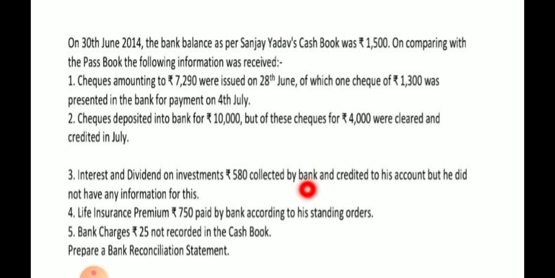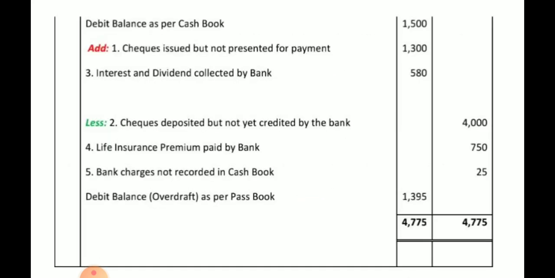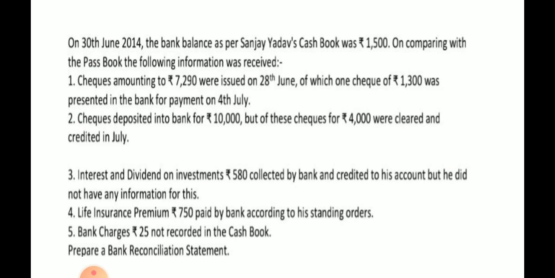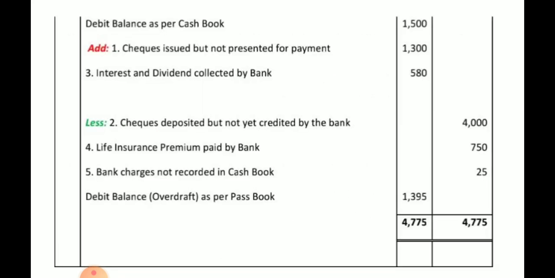And next is life insurance premium 750 paid by the bank according to standing orders. So a standing order is the order you have given to the bank that they charge some of the expenses automatically at the end of the month. Then, bank charges not recorded in the cash book.